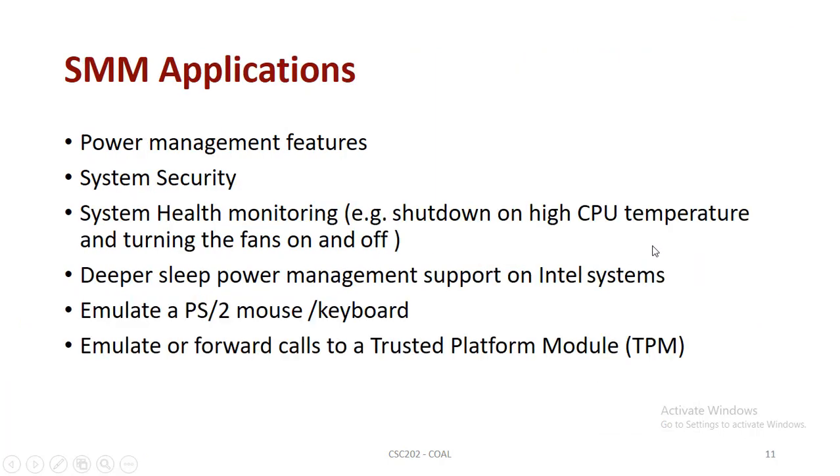Okay, let's move to the next slide. So why was SMM developed? As we discussed earlier, it was primarily used for power management features back in those days. It provided some system security. It is used for system health monitoring, as I said. It is used to perform power management features, but these days power management features are generally handled by the operating system itself.